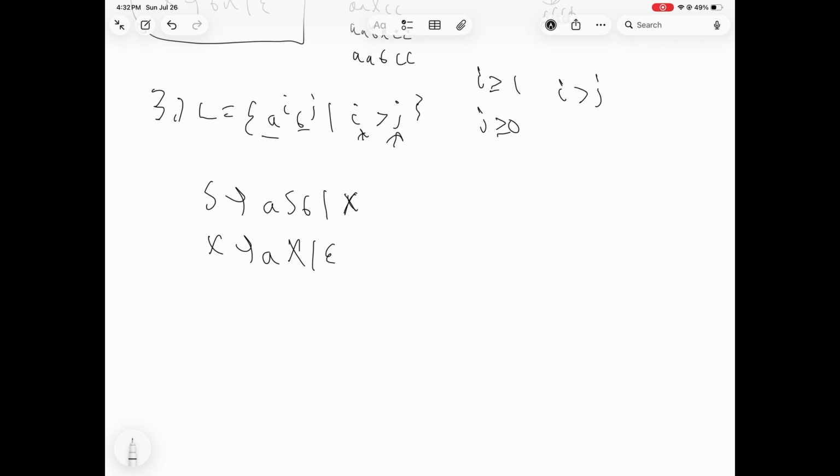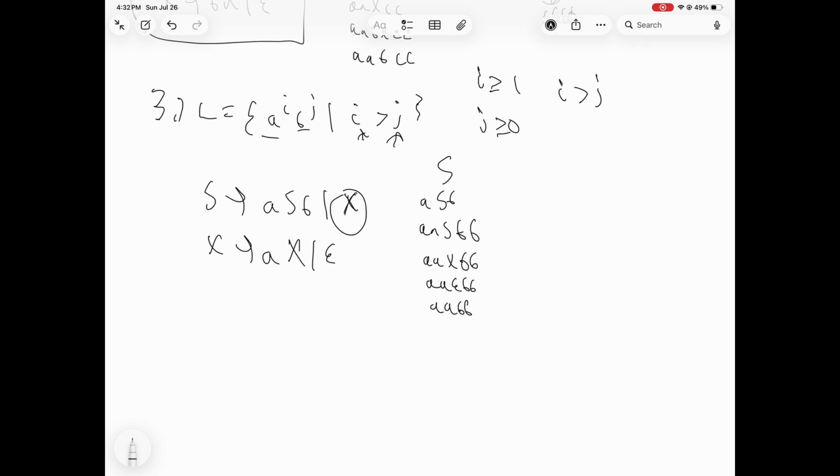Seems good to me. Is that our final answer? There's one small caveat. I want you to think about it. Well, let's think this through. We take S, we go A, S, B, we go A, A, S, B, B, and then we go A, A, X, B, B, and then we go A, A, epsilon, B, B, which gives A, A, B, B. Well, the number of A's isn't greater than the number of B's. How can we fix that?